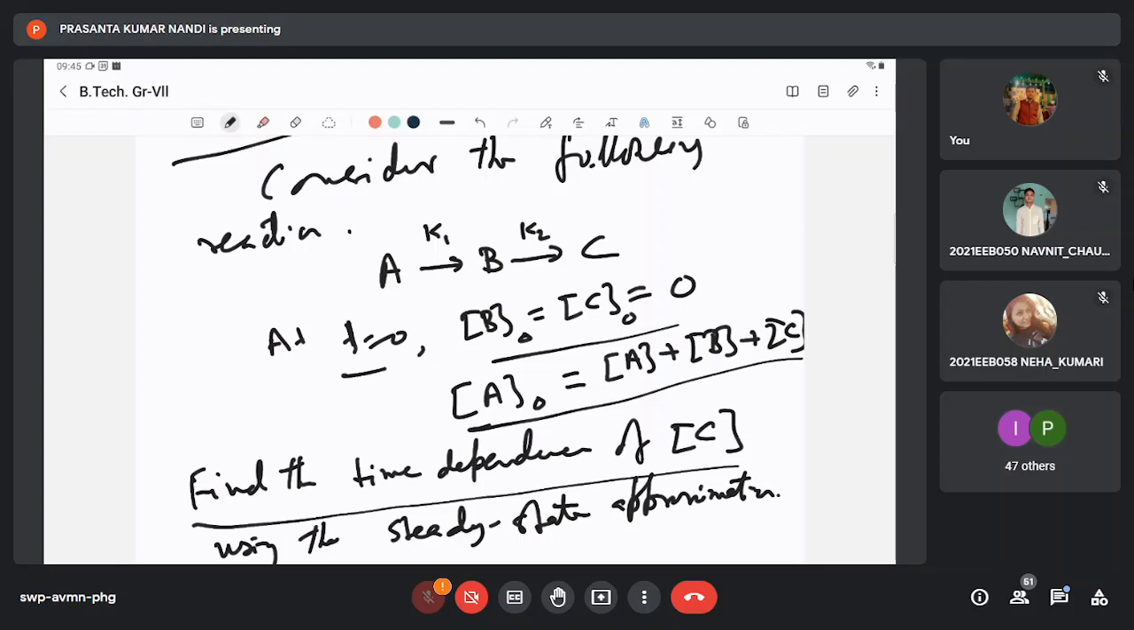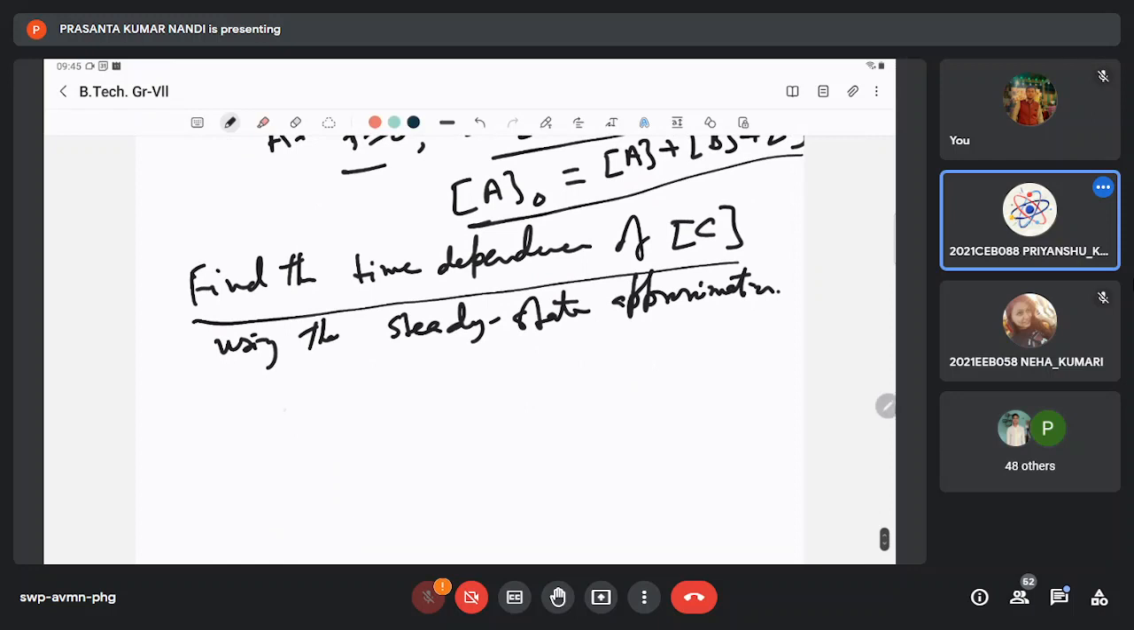First of all, you have to identify which one is the intermediate. I think it is clear to you in the steady state concept, right? Sir, K1 by K2 into A naught e to the power minus K1 t. The concentration of C, that would be equal to, what is the answer? K1 by K2. The answer would be somewhat like this.